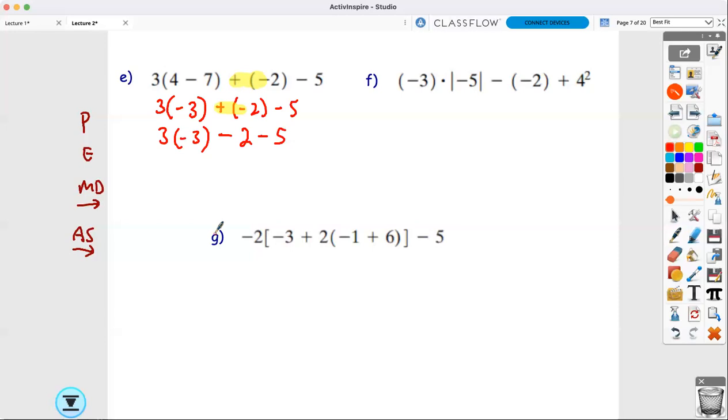So now we're going to follow PEMDAS. We did parentheses, check. No exponents, check. Multiply, divide from left to right. 3 times -3. 3 times -3 is -9. Bring down everything else. So we're done with multiplication and division. Now we add and subtract from left to right.